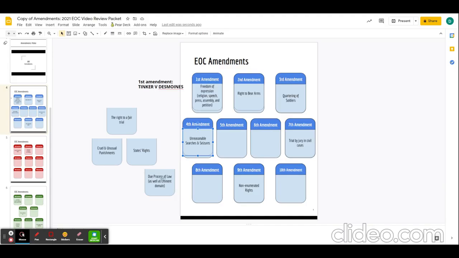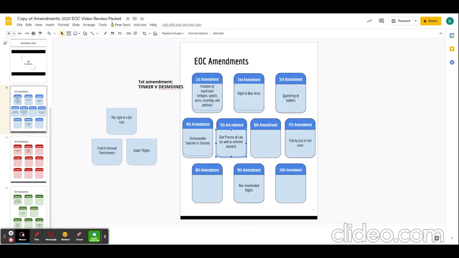The Fifth Amendment is known as the Due Process Amendment. So these are your rights of an accused person. So the right to remain silent, the right to an attorney, the rights of the accused, as well as eminent domain. This is also where you can't incriminate yourself on the stand. So if you ever hear someone say, I plead the Fifth, that also involves the Fifth Amendment.